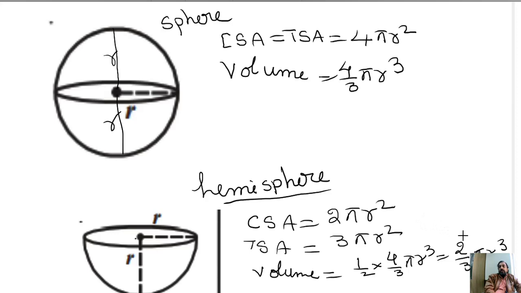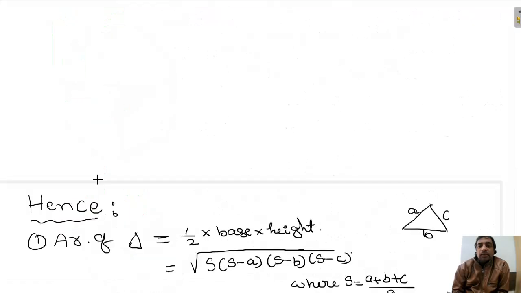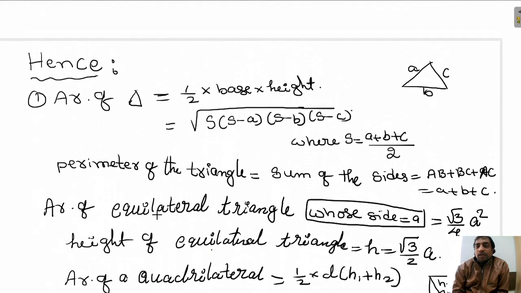Okay, so these are the formulas mainly used in solutions. Area of the triangle is half into base into height, or if the sides are given, under root of s into s minus a into s minus b into s minus c, where s is the semi-perimeter, equal to a plus b plus c by 2. Perimeter of the triangle is the sum of the sides, that is AB plus BC plus AC, or small a plus small b plus small c.